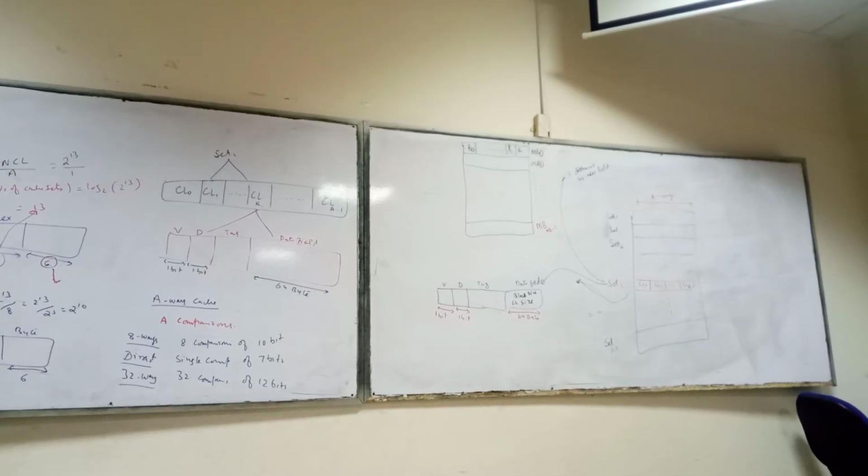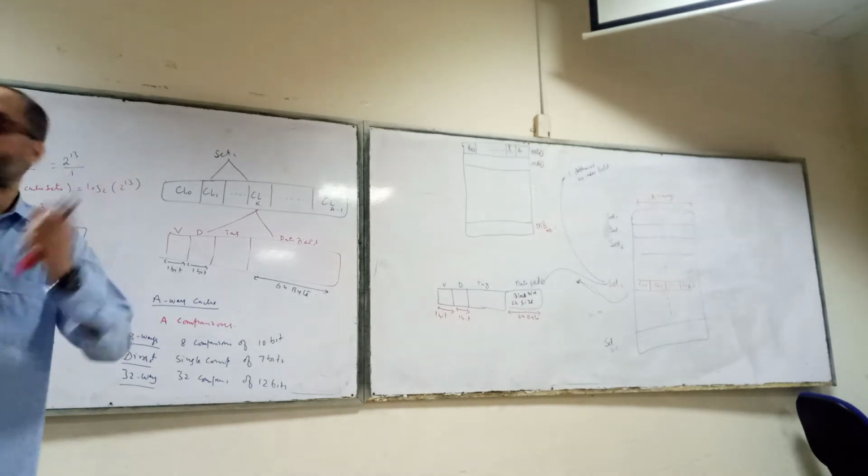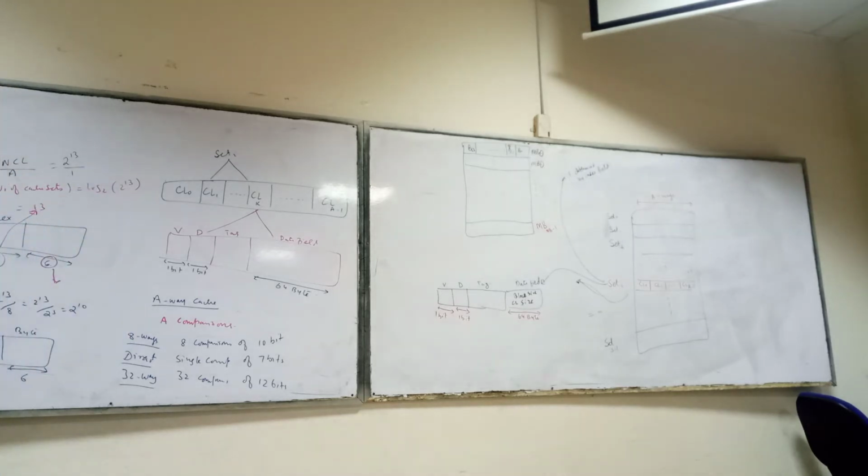Which type of comparator is used? If you look at comparators, there are different types: equal comparator, greater than comparator, or less than comparator. Here we use an equal-to comparator. Now, how would you build an equal comparator?